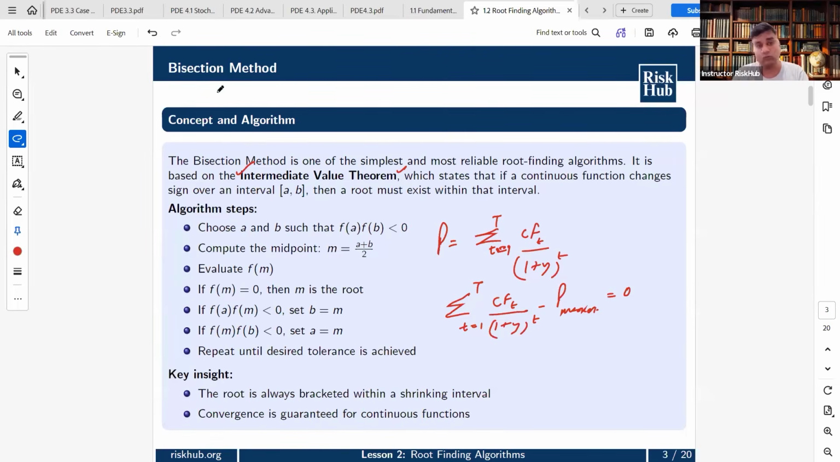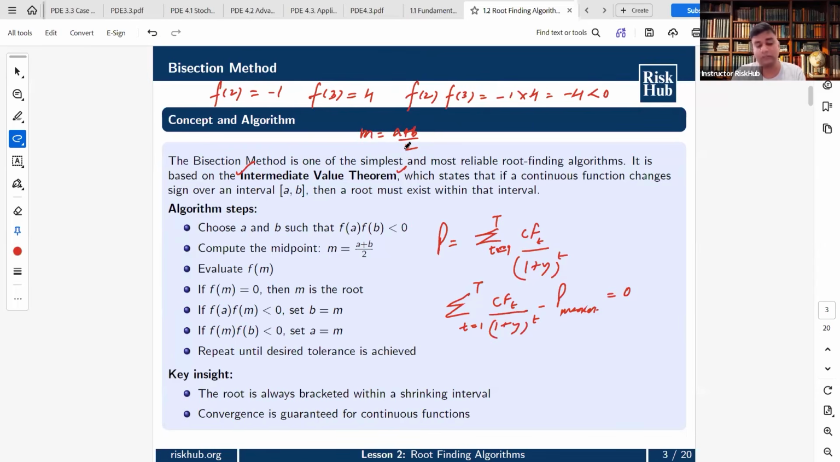Let's say f(2) equals -1 and f(3) equals 4. Then f(2) times f(3) equals -4, which is less than 0. So a root must lie between 2 and 3. Bisection midpoint formula: m equals (a plus b) divided by 2.